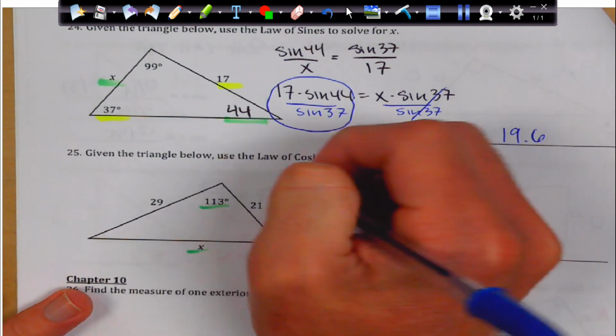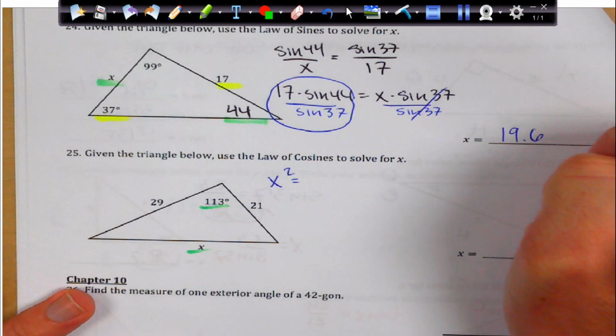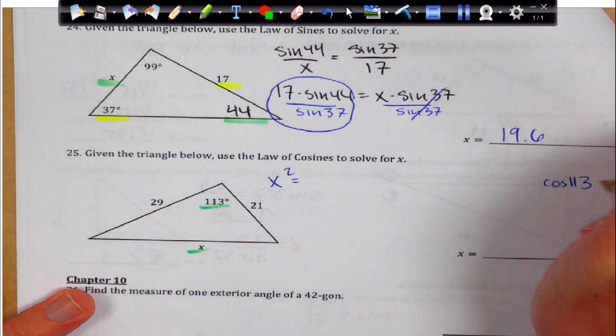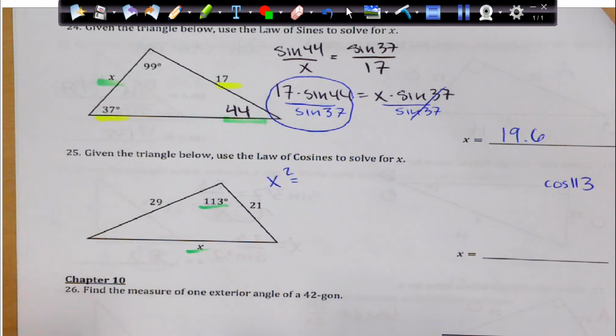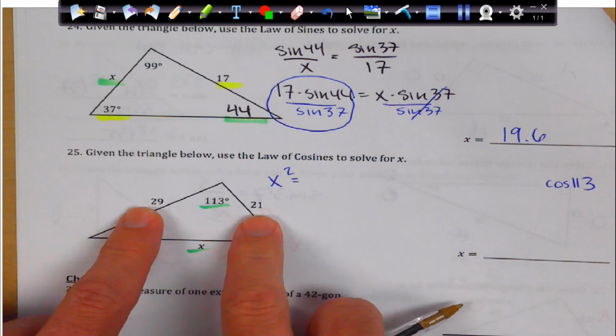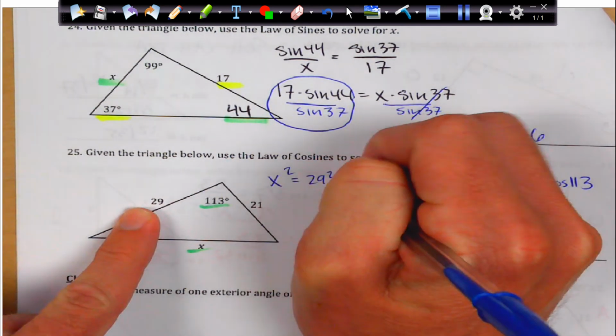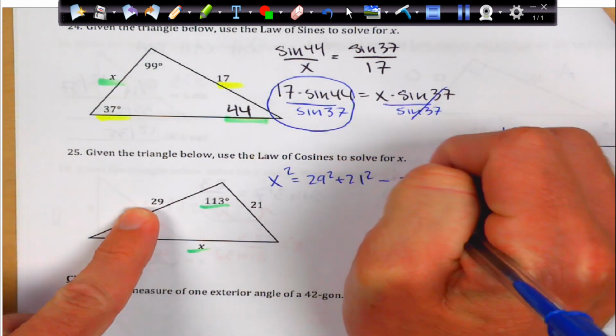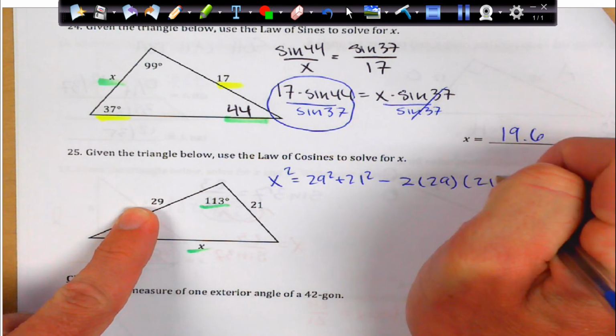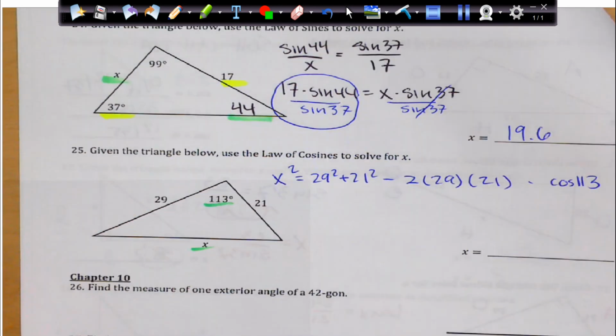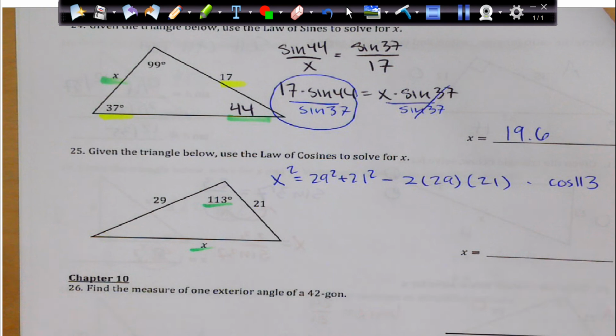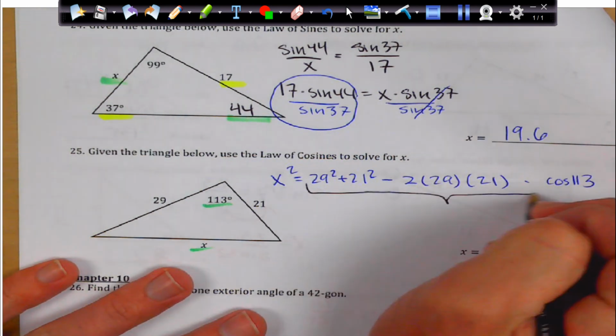Law of cosines, we only need one set of opposites, so we have those two. So I'm going to put the x squared over here, and I'm going to put way over here the cosine of 113. And I get to fill in the rest with my a and b squared, my b and c. So it's a squared equals b squared plus c squared minus 2b times c times cosine of a. So I'm going to get 29 squared plus 21 squared minus 2 times 29 times 21 times the cosine of 113.